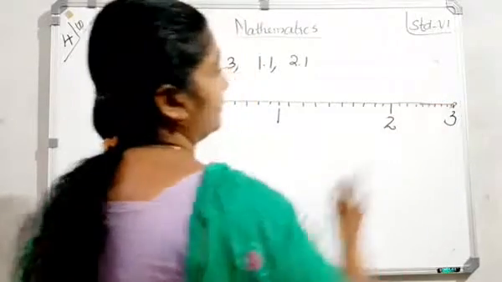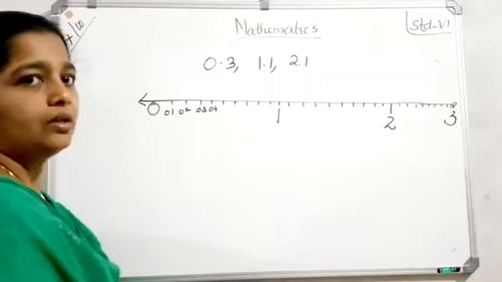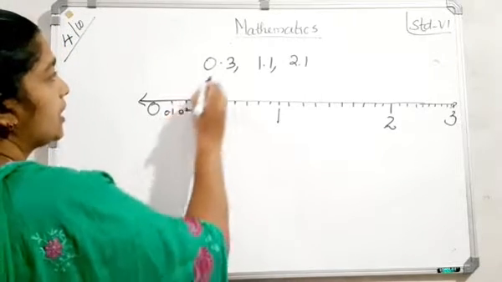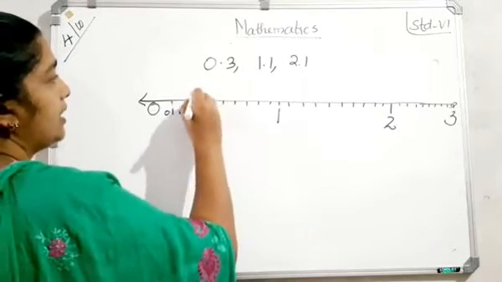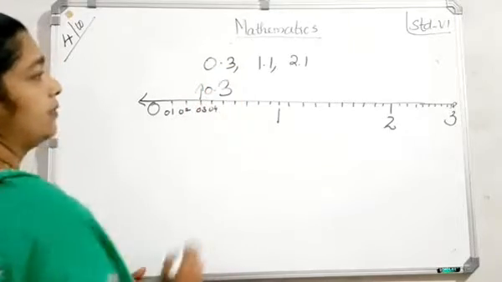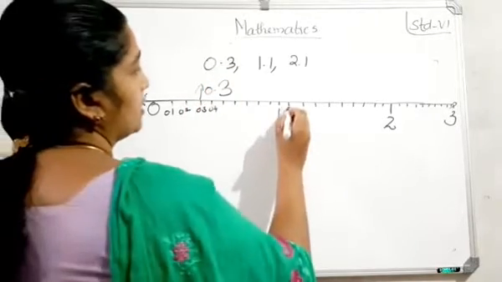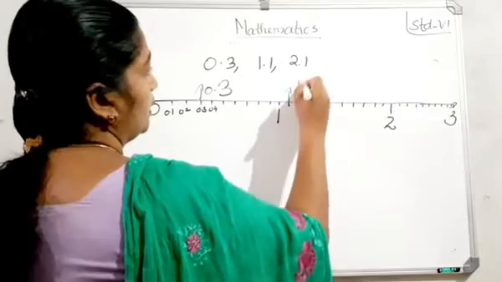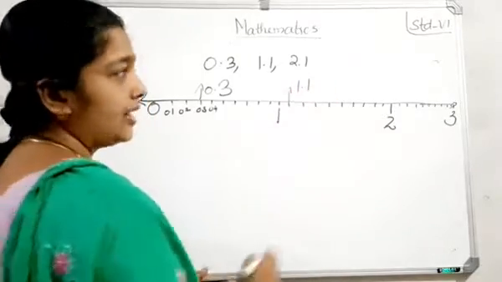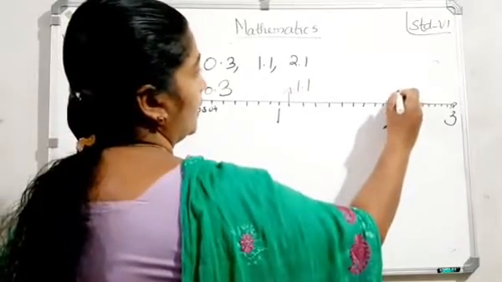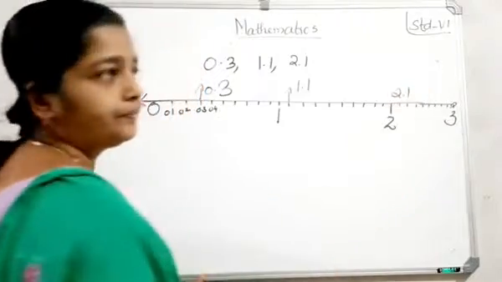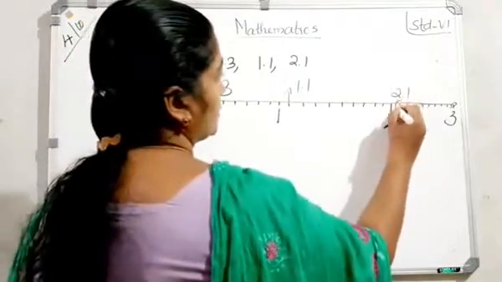Next again 2.1, and so on up to 3.0. So we got 0.3. Where? Yes, this is 0.3. Next, 1.1: this point is 1.1. Next, 2.1: this point is 2.1.